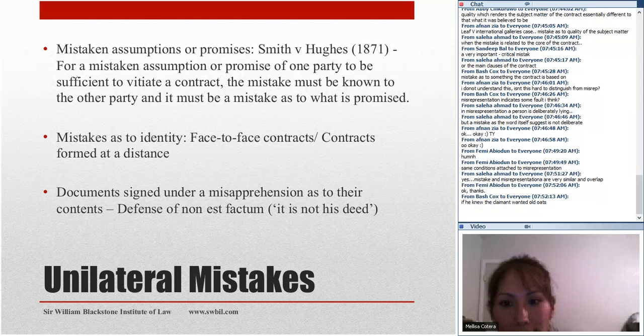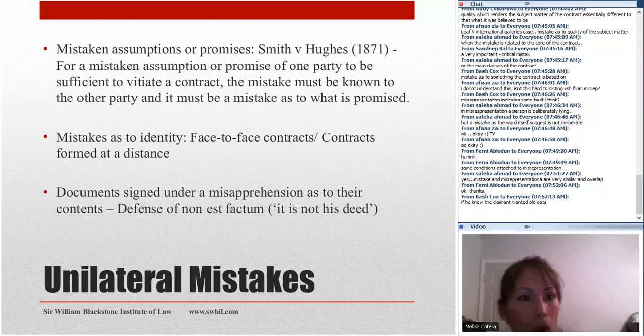So here the mistake is operative. The mistake negates A's consent in such a way that there is no contract. Also note that B was aware of A's mistake and B's conduct is such that it's unconscionable for him to hold A to a contract.